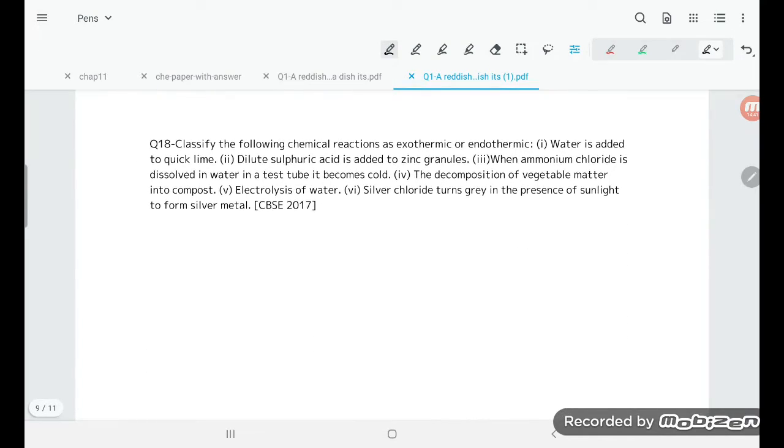Now go for question 18. What is this question saying? Classify the following chemical reactions as exothermic and endothermic. Water is added to quicklime. If you add water to quicklime, it becomes hot, so this is exothermic. I am not writing the equation; it has already come many times.